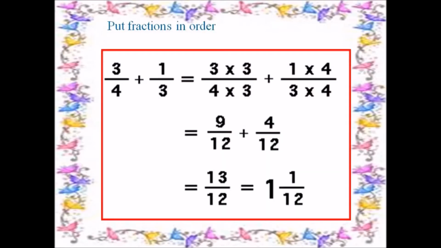Put fractions in order. Now here is a sum. 3 by 4 plus 1 by 3 is equal to, we get 3 into 3, 4 into 3 plus 1 into 4, 3 into 4. So it will be 9 by 12 plus 4 by 12. We get 13 by 12. Now we cannot write a numerator greater than the denominator. So then we have to have a mixed number. We get 1 whole number and 1 by 12.